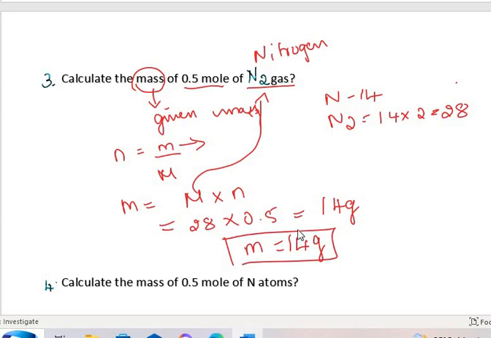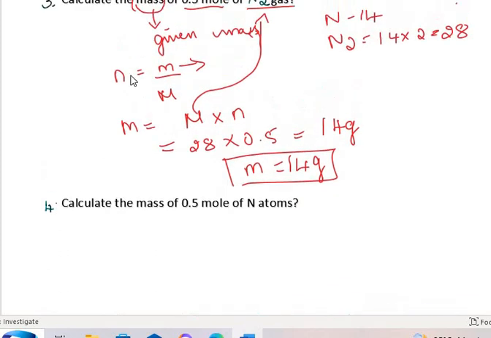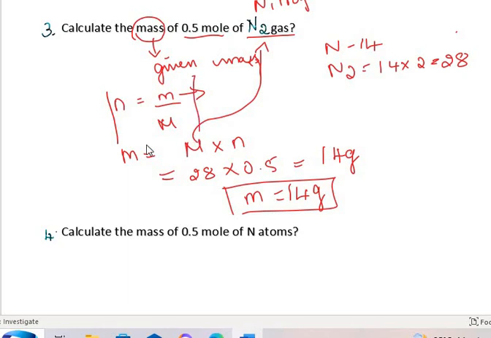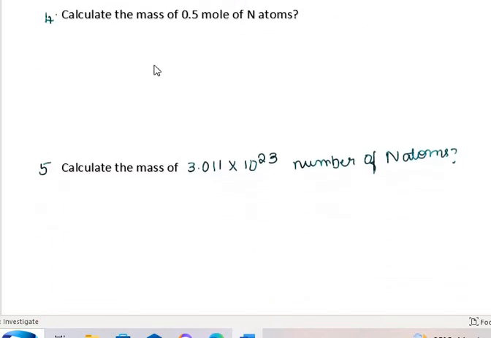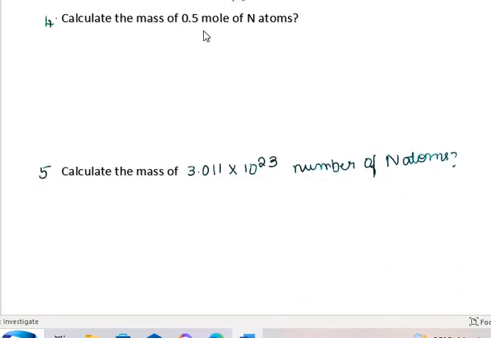I hope this question is clear. It's just the same formula, but you need to think what we need to find in this formula. You just need to interchange it, that's all. Okay. Next we need to calculate the mass of 0.5 mole of nitrogen atoms. It is in terms of atoms.